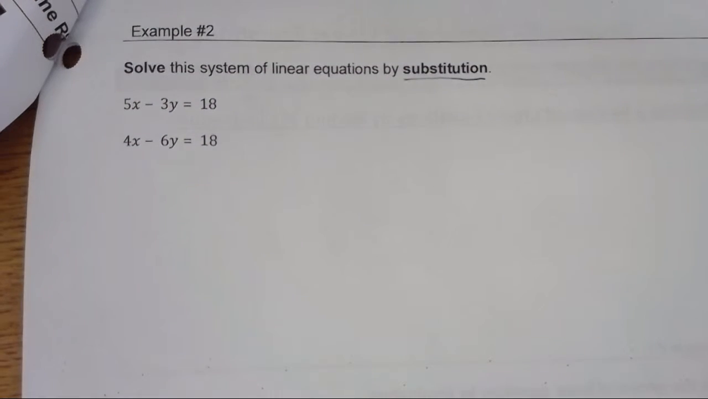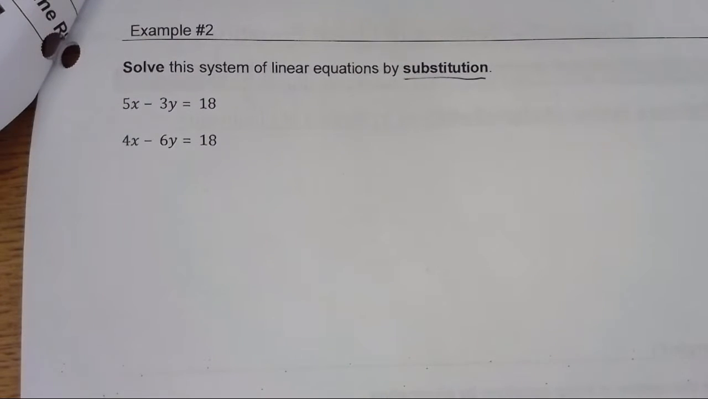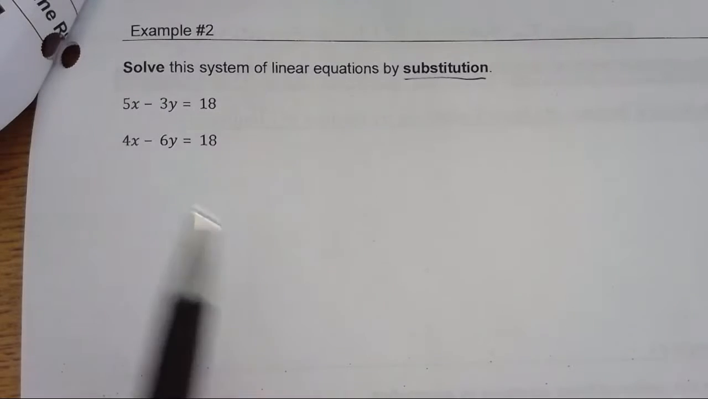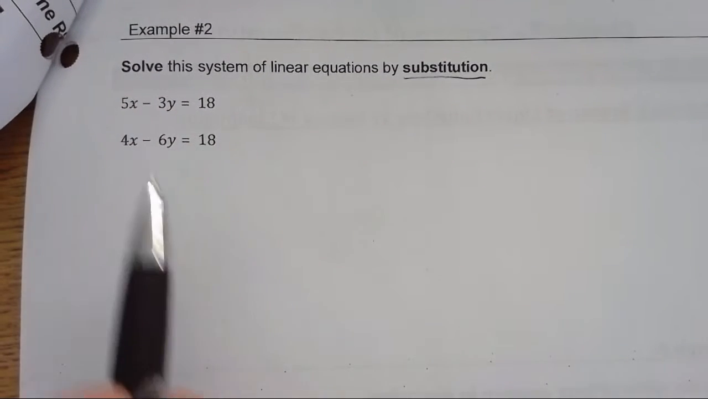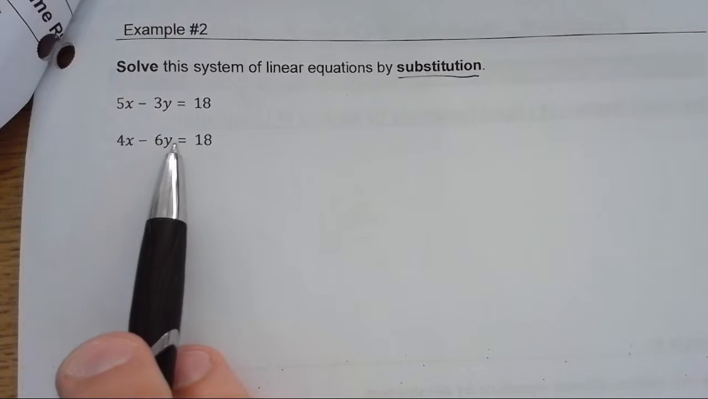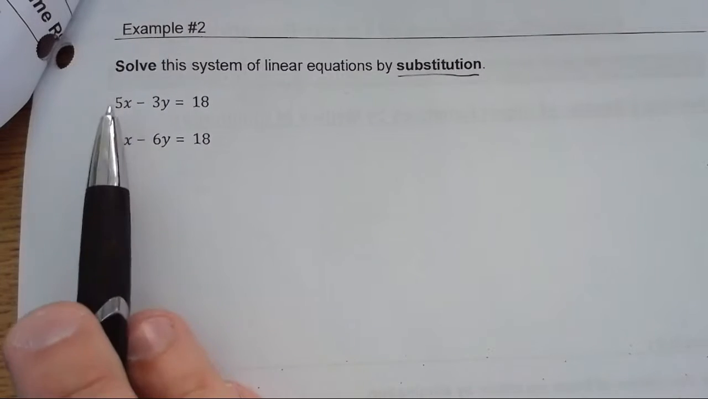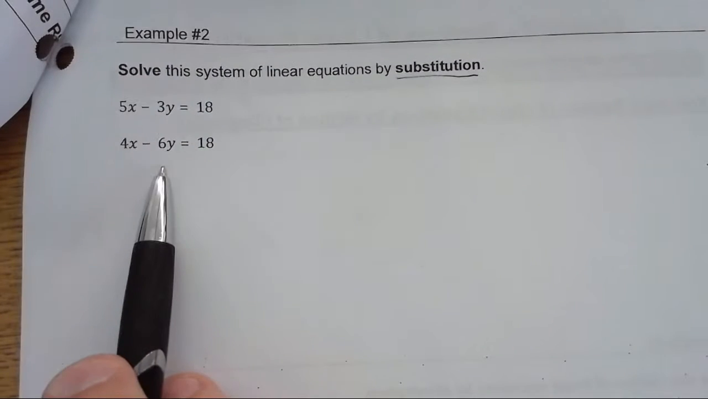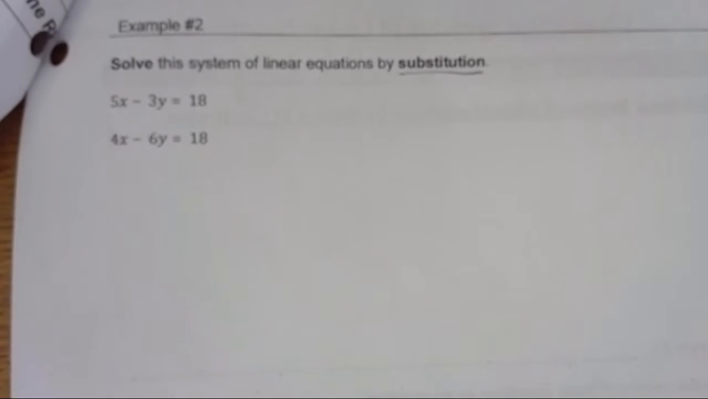This example is a little bit trickier than the last one because notice there's no single variable here that only has a coefficient of 1 on it. This one's got a 5, a -3, a 4, a -6. But you can substitute for any equivalence that you can find.